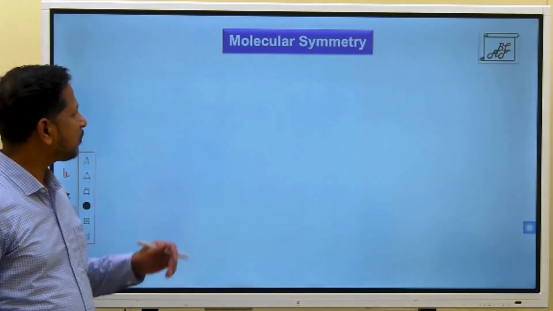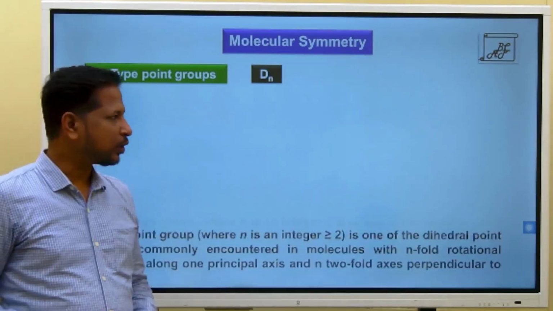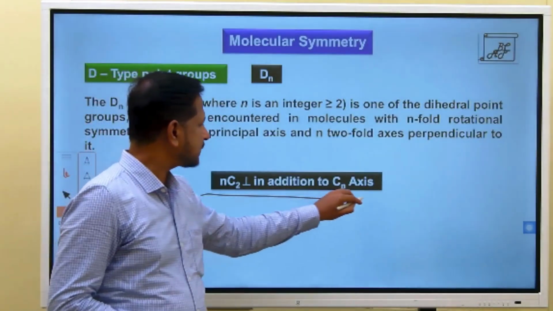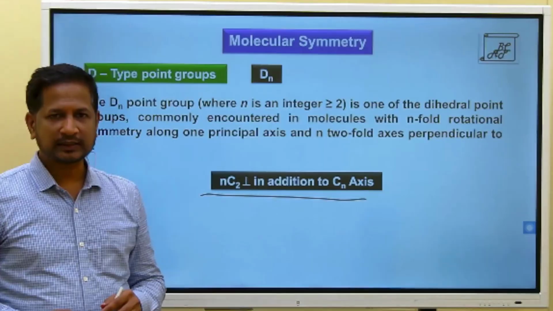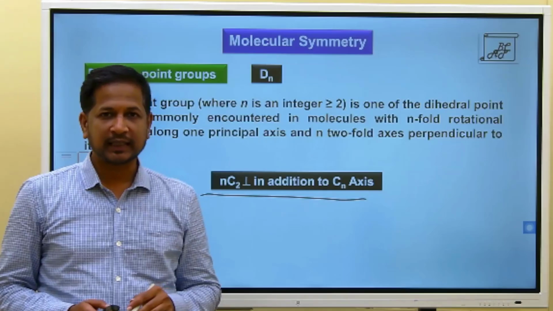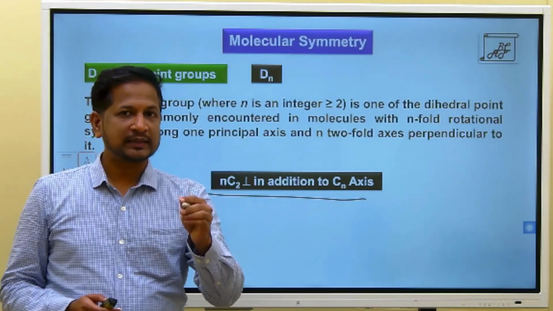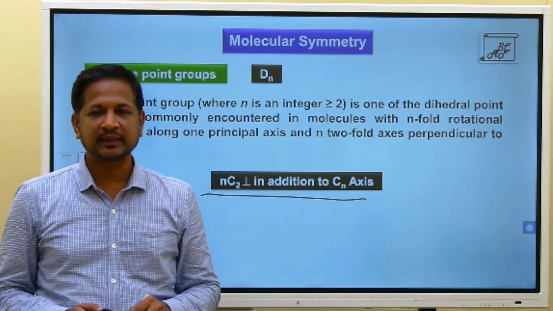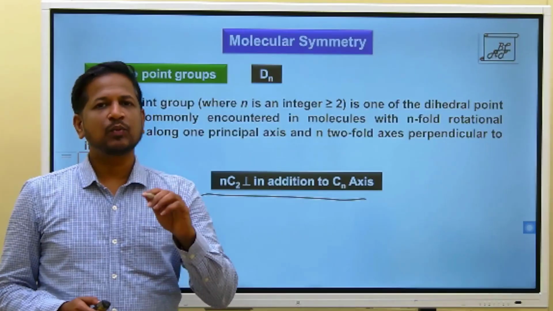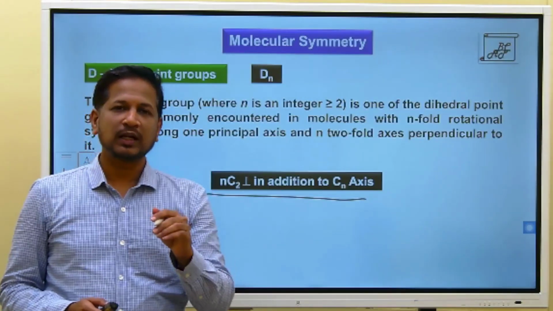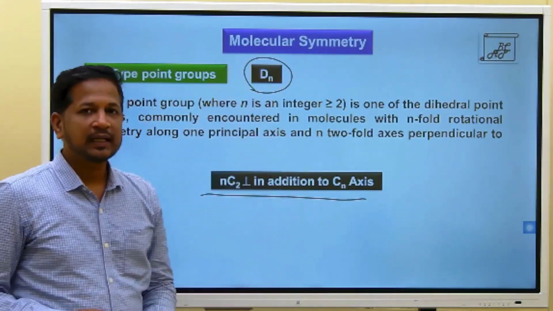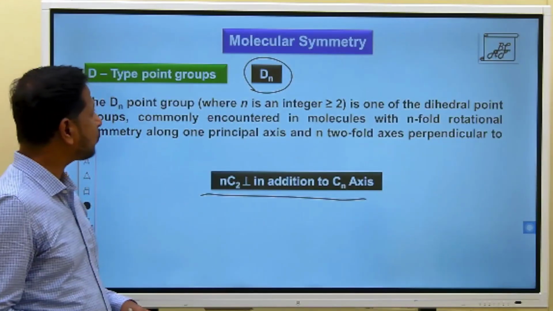Let's move to the D type of point group. In case of the D type of point group, there are n C2 axes in addition to the principal rotational axis. For example, in a molecule, if a C2 principal rotational axis is present, then there will be two C2 axes perpendicular to the principal rotational axis. If in a molecule there is C3 as the principal rotational axis, there will be three C2 axes perpendicular to the principal C3 rotational axis. So such types of molecules are classified as Dn type of molecules or Dn point groups.